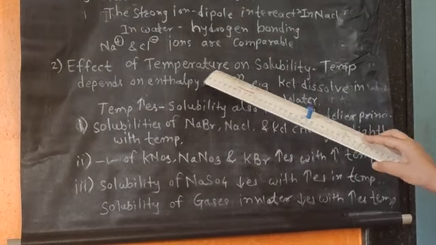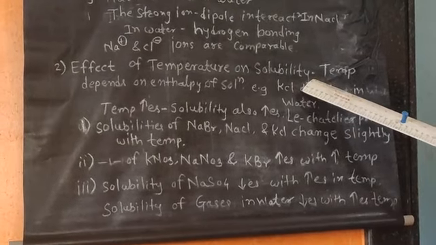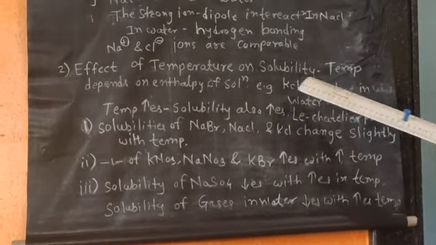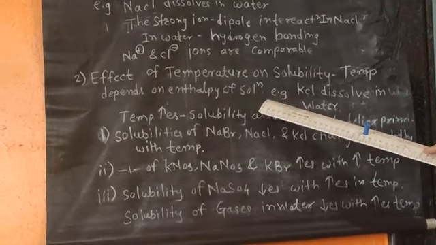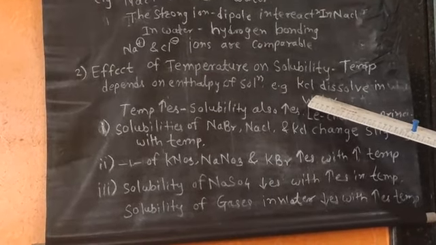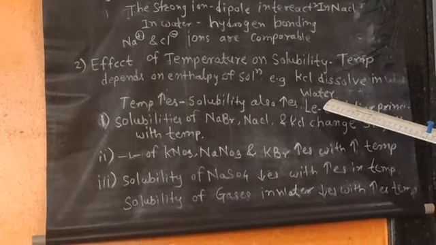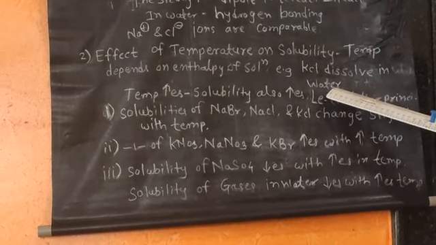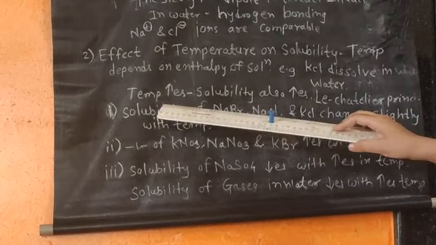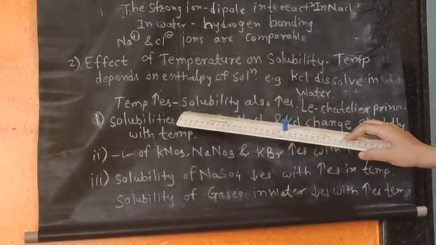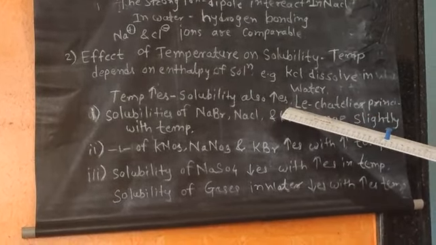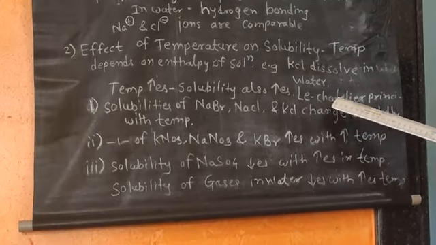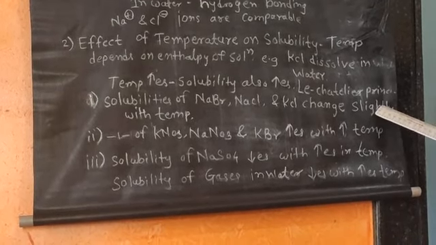Second is the effect of temperature on solubility. Temperature dependence depends on the enthalpy of solution. For example, KCl dissolves in water. KCl means potassium chloride. When dissolved in water, if the temperature increases, the solubility also increases, according to Le Chatelier's principle.